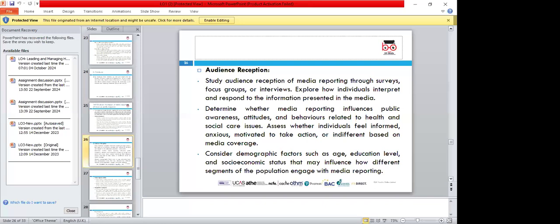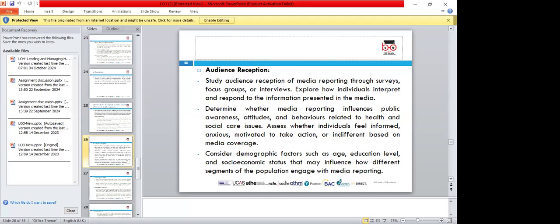Then audience reception. Study audience reception of media reporting through surveys. We've spoken about that, through questionnaires, through quantitative analysis. You have to explore how individuals interpret and respond to the information presented in the media. Determine whether media reporting influences public awareness, attitudes, and behavior related to health and social care issues. Assess whether individuals feel informed, anxious, motivated to take action, or indifferent based on media coverage.